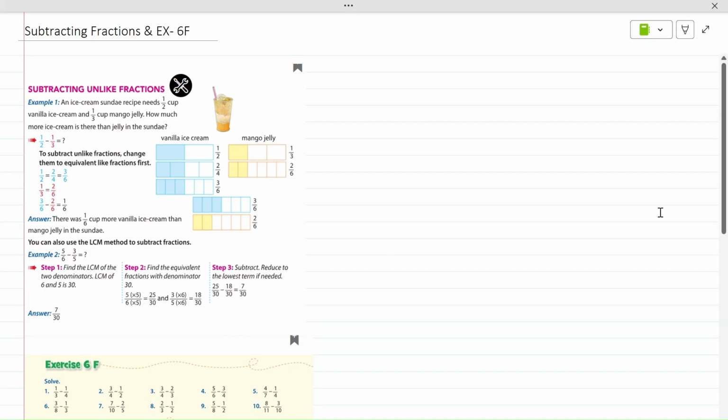Hello kids, I hope you have done the questions of the previous exercise which were left as homework. Now in today's class, let us learn how we have to subtract the normal fractions, the like and unlike fractions, and also the mixed fractions.